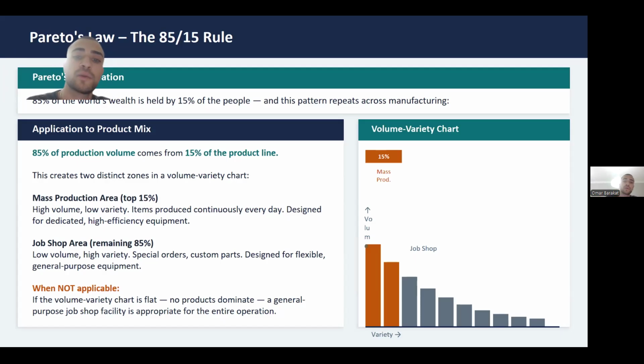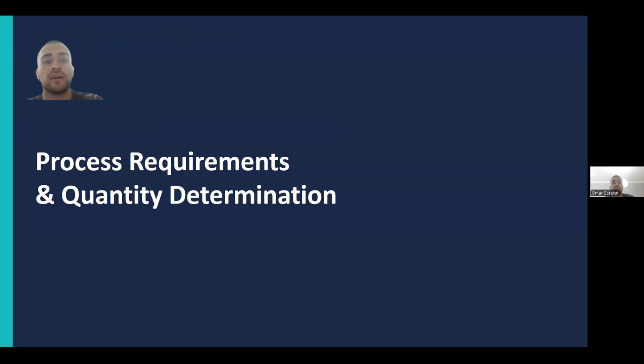The practical implication for facility design: focus your layout and equipment investment on the top 15%. Get that right, and you've addressed 85% of your production volume efficiently. One important caveat. Pareto's law doesn't always apply. If your volume variety chart is flat, all products have roughly similar volumes. A general job shop facility is the right design for the entire operation. Don't force a Pareto implementation on flat data.